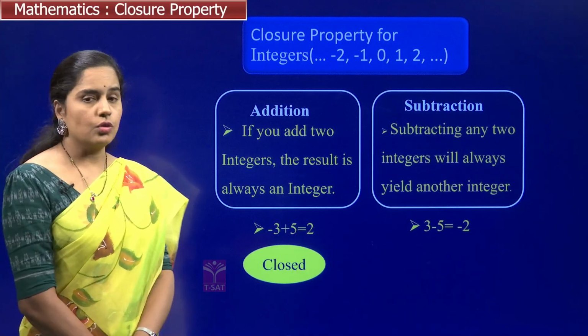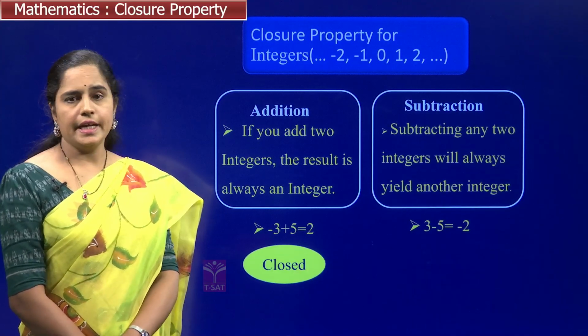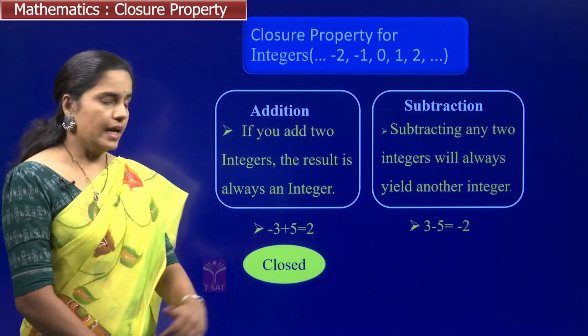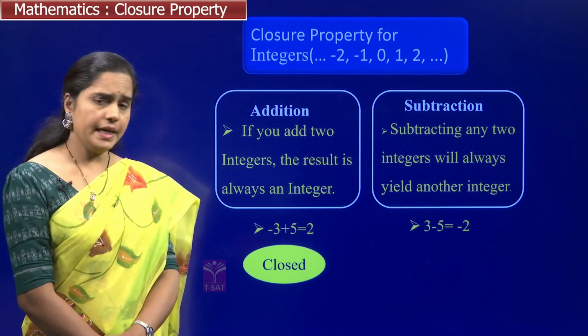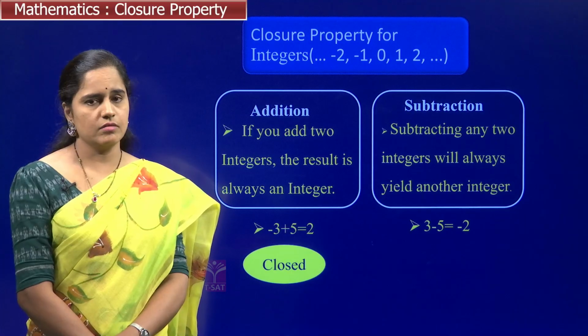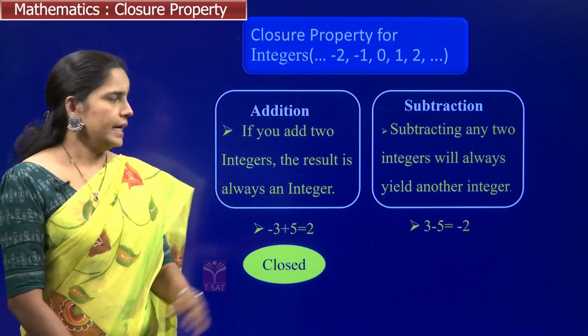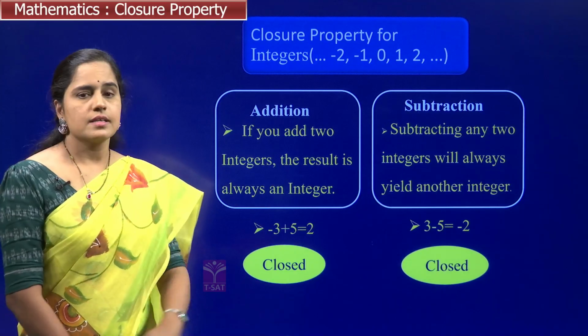And now go for subtraction. Subtracting any two integers will always yield another integer. Here 3 and 5 are integers. So, 3 minus 5 is equal to minus 2. Minus 2 is also an integer. Therefore, integers are closed under subtraction.